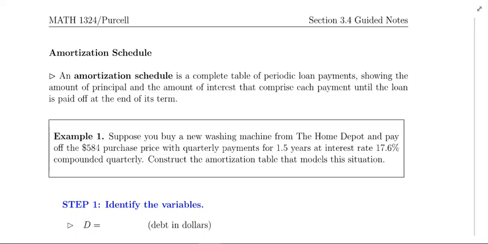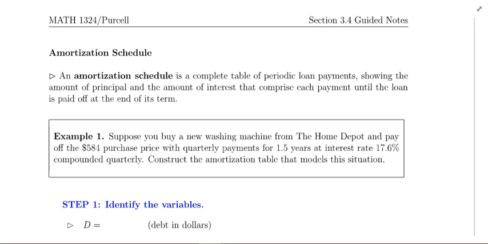In example one, we're going to build something called an amortization schedule. If you read the first bullet point there, it says an amortization schedule is a complete table of periodic loan payments showing the amount of principal and the amount of interest that comprise each payment until the loan is paid off at the end of its term.